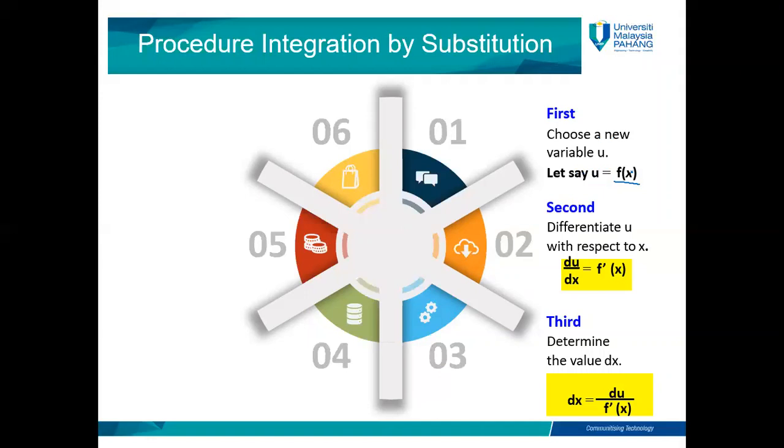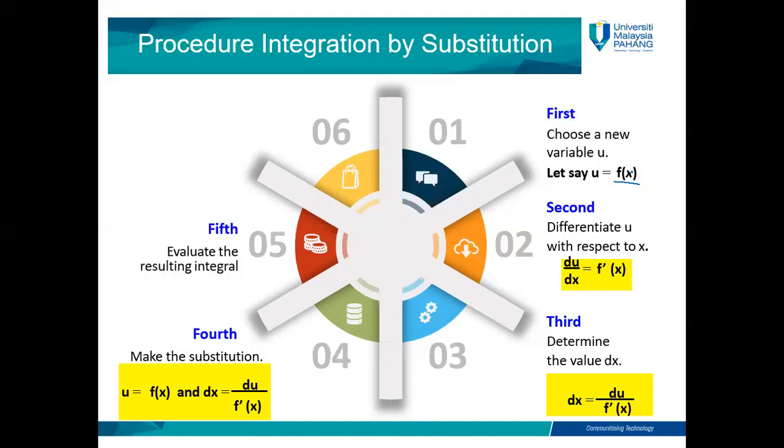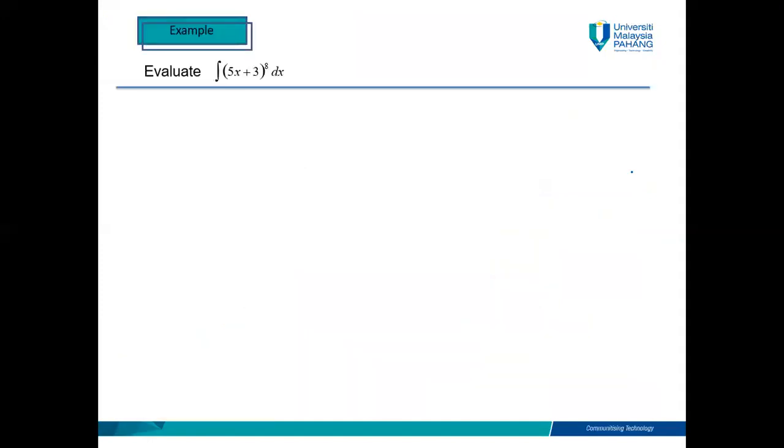And then the fourth one is we substitute u dengan function f(x) dengan u, and we differentiate dx dengan the new one which is du over the first derivative. And the fifth procedure is we evaluate the integral and then we return to the initial variable. So I believe some of you cannot see the flow yet. It's okay. So let's see the example, right, so that you can see the flow.